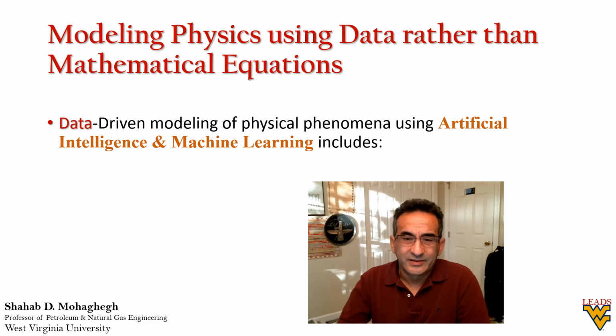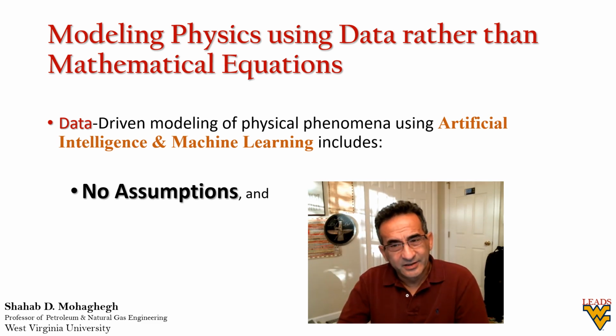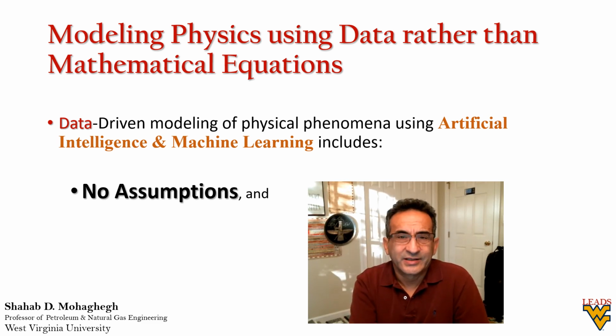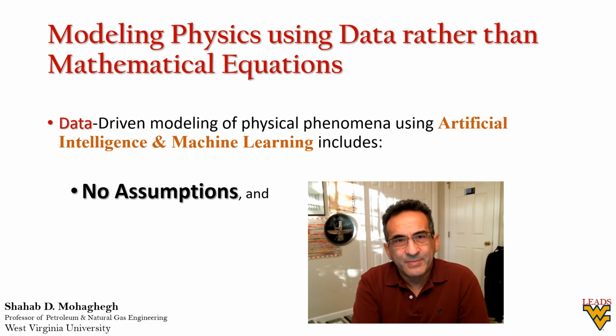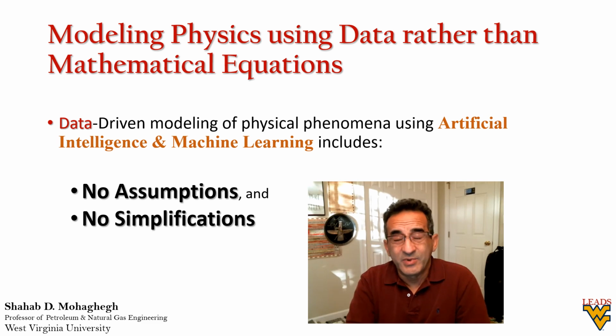Data-driven modeling of physical phenomena using AI and machine learning is quite different from the conventional technique. The most important difference is that when you use data, actual measurements, to build an AI-based model, you make absolutely no assumptions and you make absolutely no simplifications.